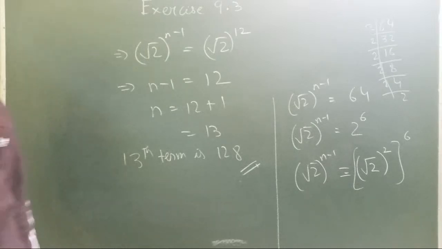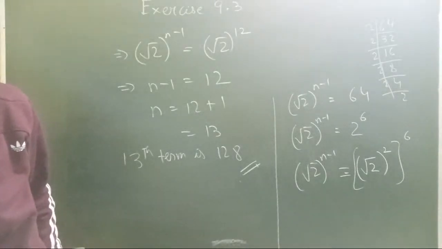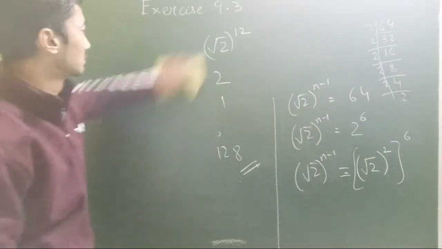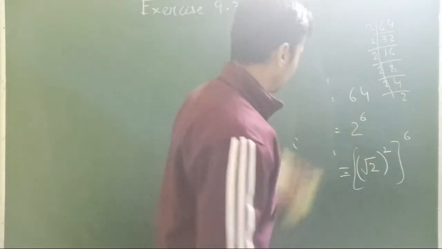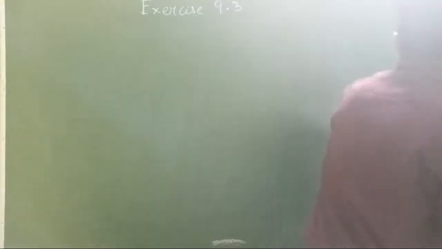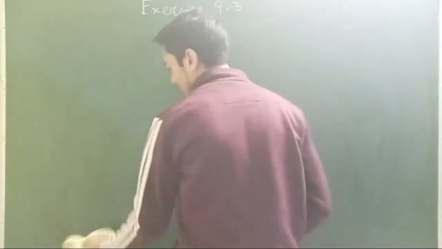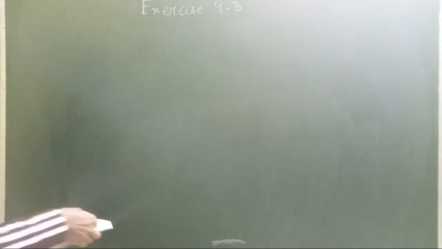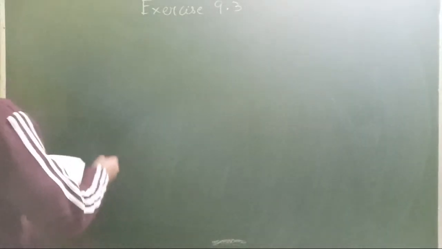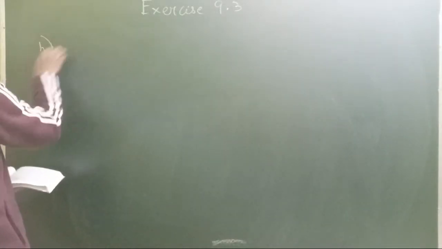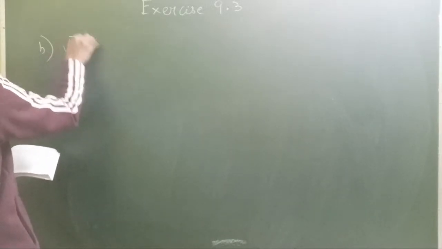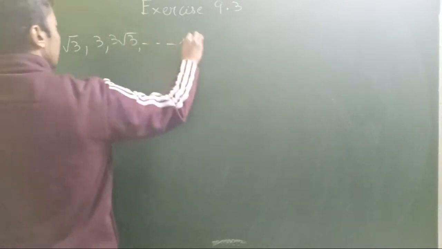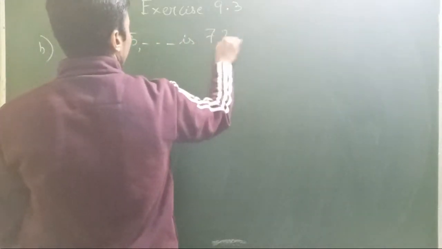Okay, all right, I think that is done. Let's go to the next question. So the next question that is given is number B, root 3, root 3, dot dot dot. Which term of this sequence is 729?